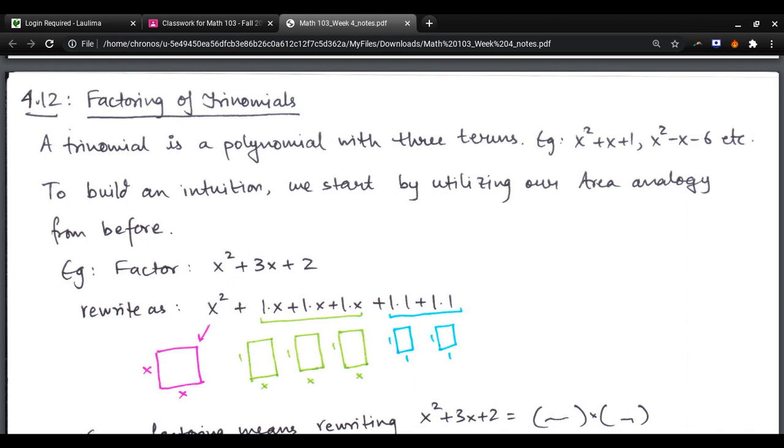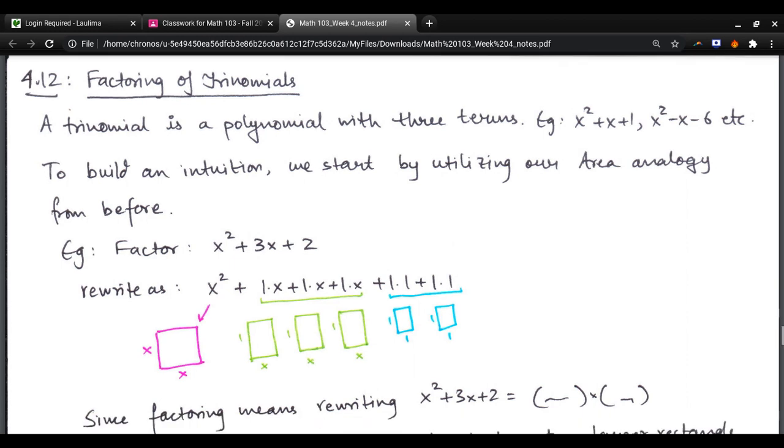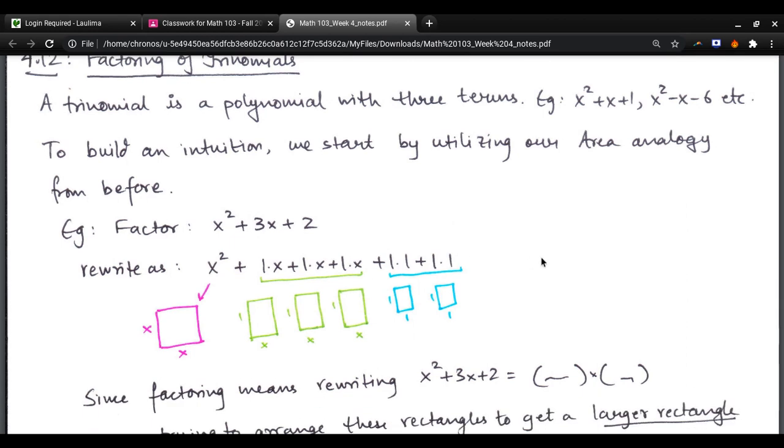except in the reverse direction. Now, let's say I want to factor x squared plus 3x plus 2. We can rewrite this as x squared plus 3 blocks of 1 times x, shown in green, and 2 blocks of 1 times 1. x squared can be interpreted as the area of this rectangle with sides x and x. Similarly, 1 times x can be represented as this green rectangle, sides 1 by x, and the blue ones are 1 by 1.